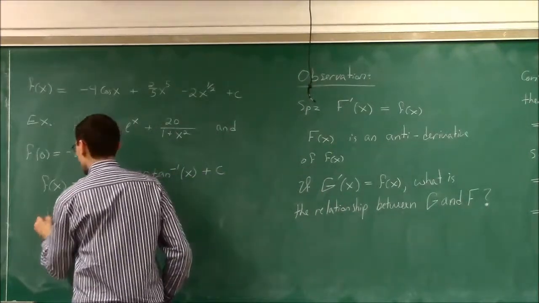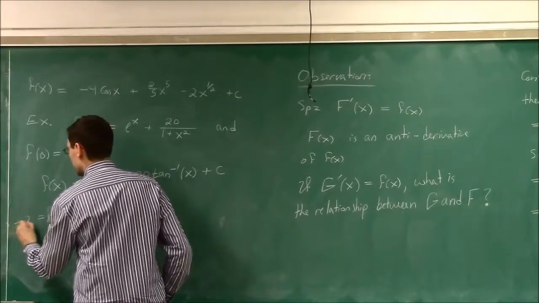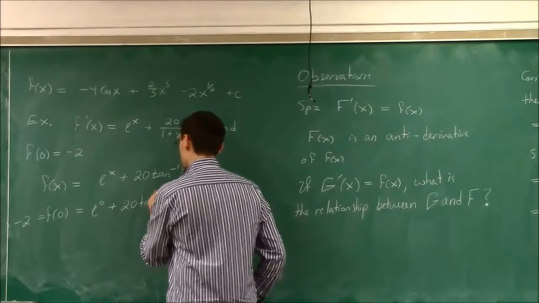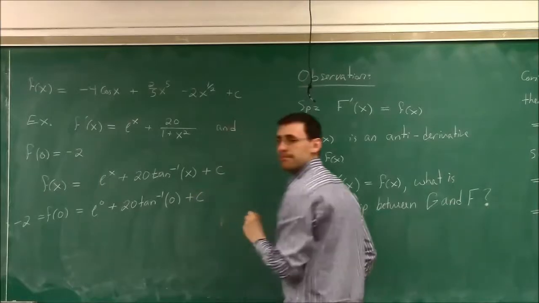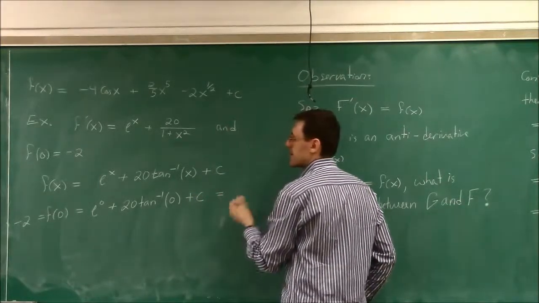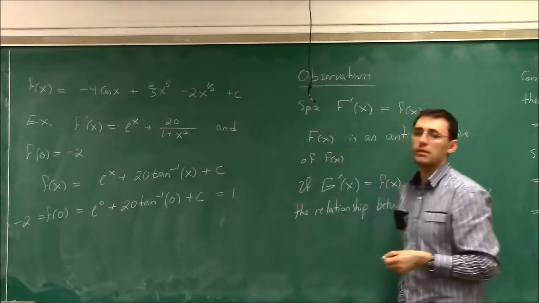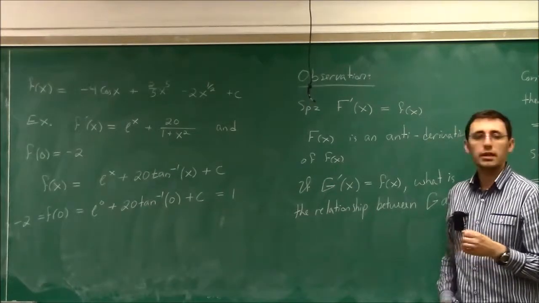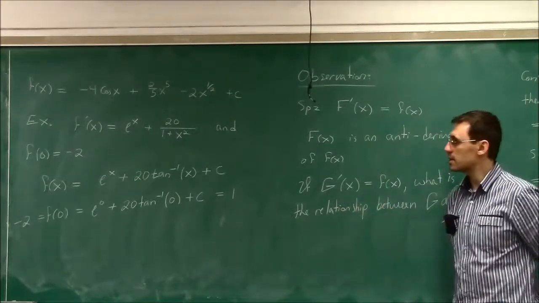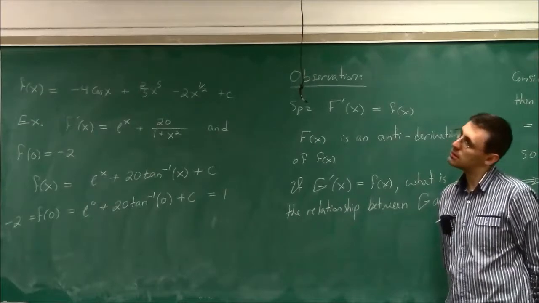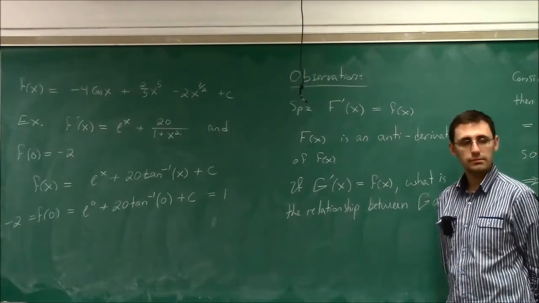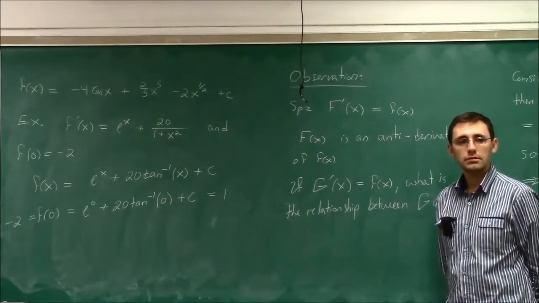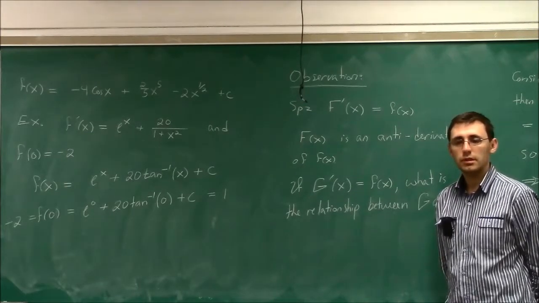So let's see what's f of 0. If I plug in 0, I should get minus 2. Here if I plug in 0, I get e to the 0 plus 20 inverse tan at 0 plus c. So e to the 0 is 1. Tangent inverse of 0 is asking what should be the angle so that the ratio of opposite of the triangle to adjacent is 0. What's the angle? If you apply tangent to it, you get 0. Tangent of what is 0?